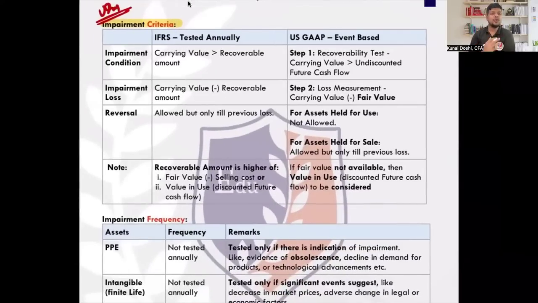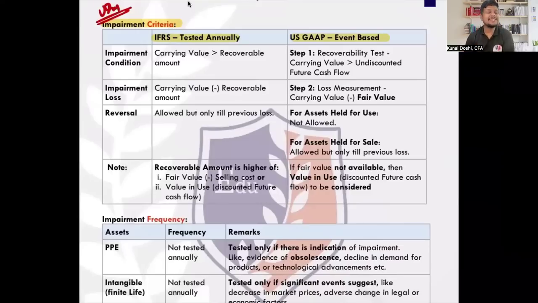Now, IFRS and US GAAP have different treatment of impairment altogether. In IFRS, generally it is tested annually. In US GAAP, it is based on some specific event. Now, what is the condition of impairment?